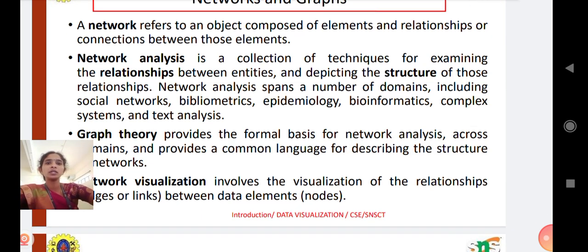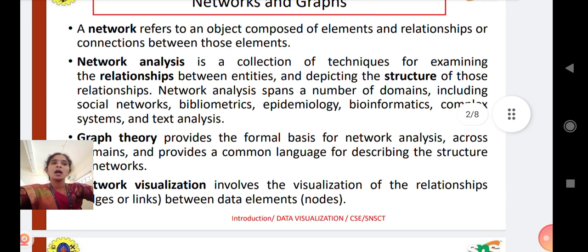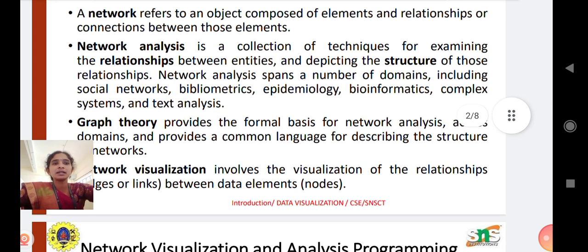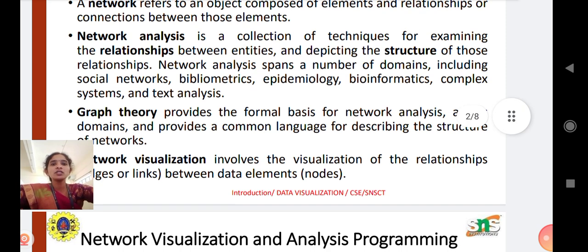Now I will discuss networks and graphs in data visualization. A network revolves around an object composed of elements and the relationships or connections between those elements. Network analysis is a collection of techniques for examining the relationships between entities, or nodes, and depicting the structure of these relationships. There is a large amount of data used in this process, and each data item is related to other data. These relationships are mentioned by using the edges.